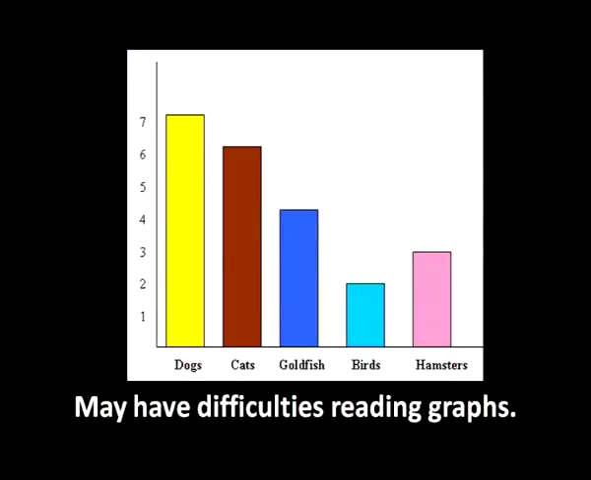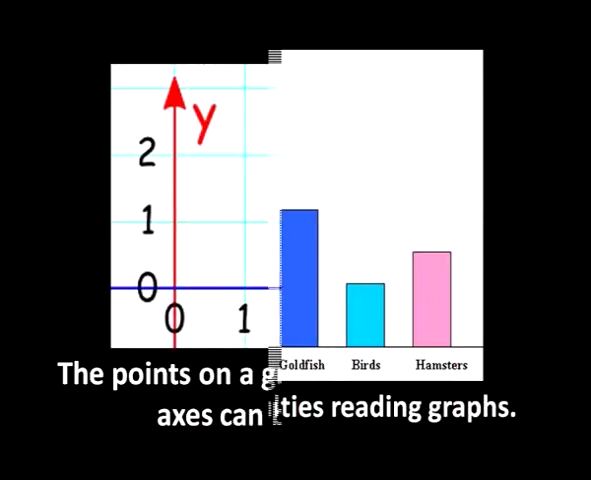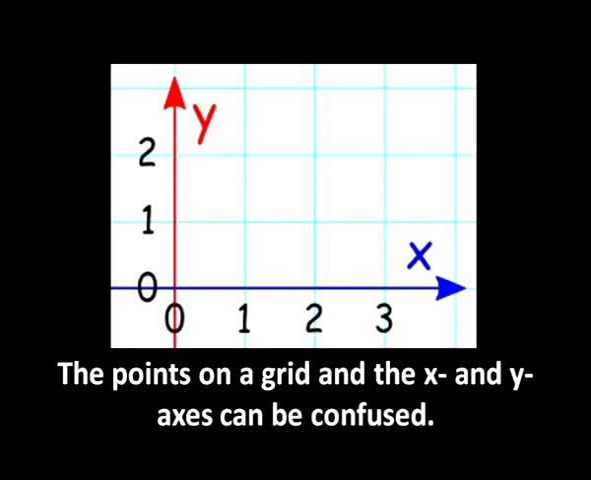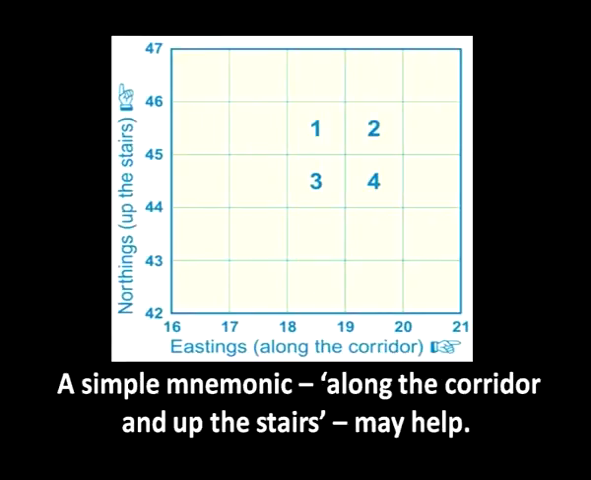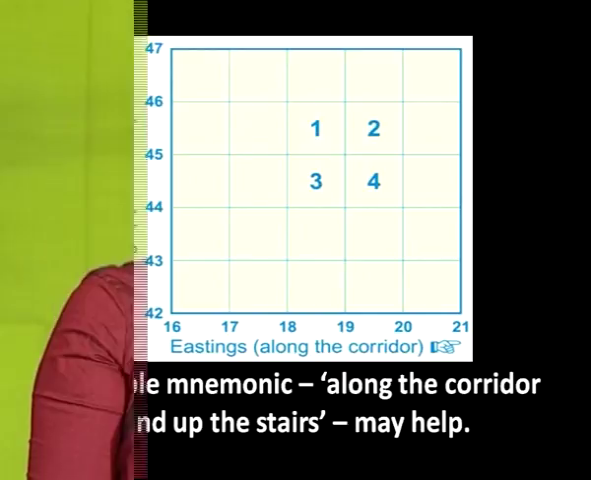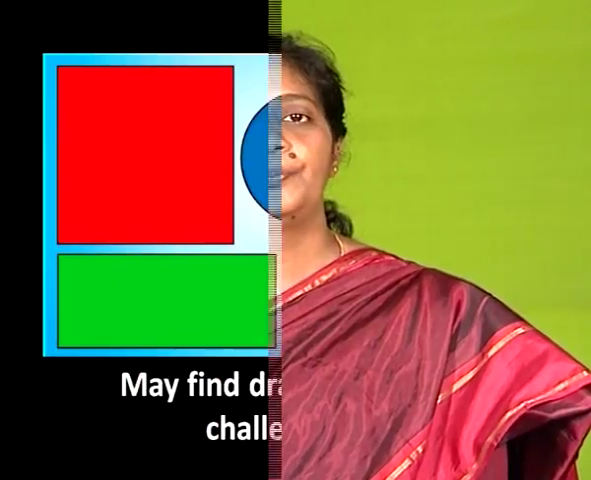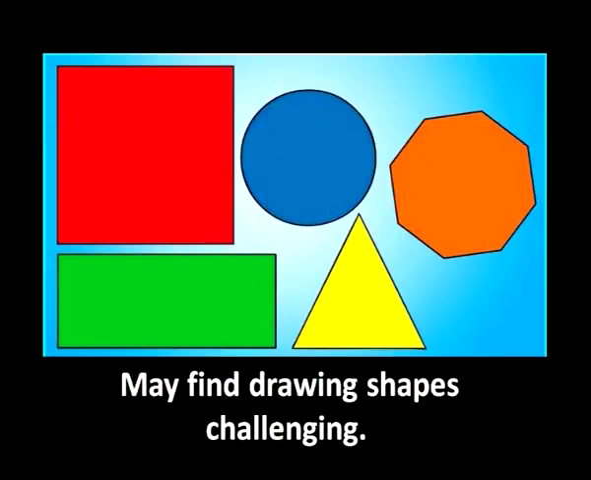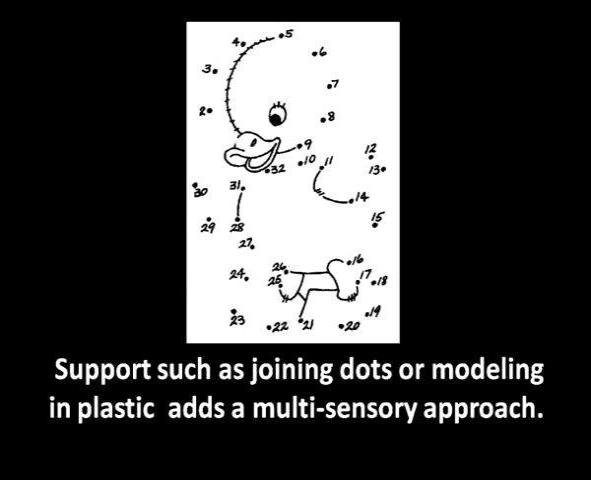They may have difficulties reading graphs. The point on a grid and the x and y axis can be confused. A simple mnemonic, along the corridor and up the stairs, may help. The introduction of negative coordinates often causes disproportionate difficulty because of the change of direction. They may find drawing shapes challenging. Support such as joining dots or modeling in plastic adds a multi-sensory approach.